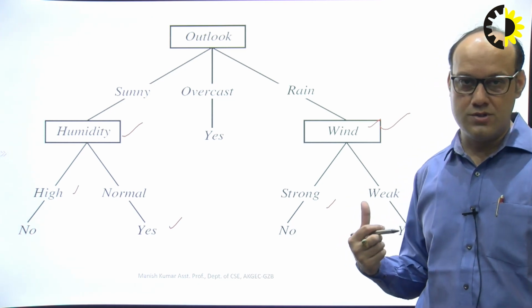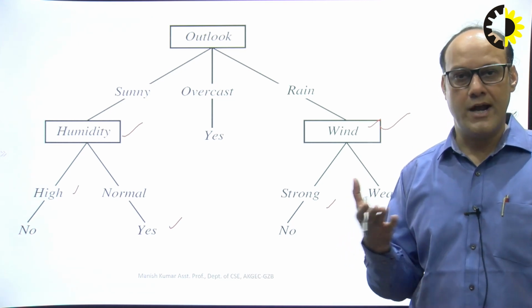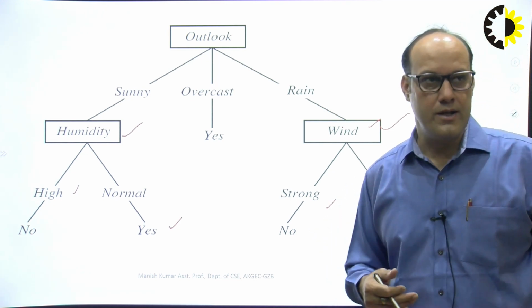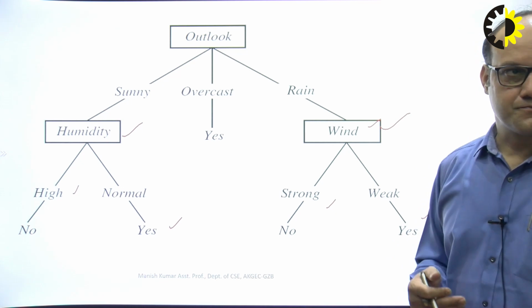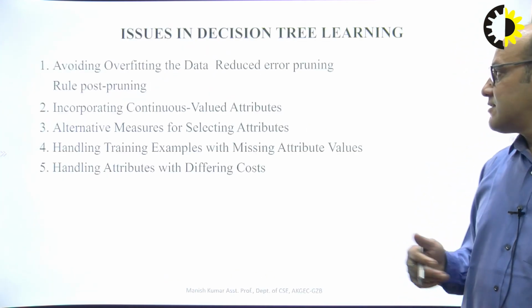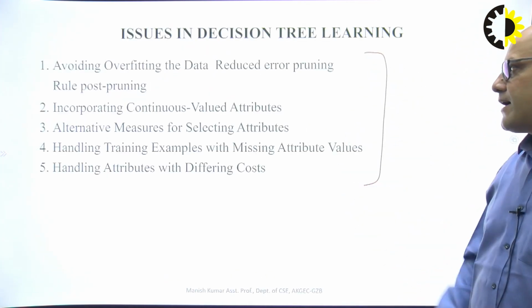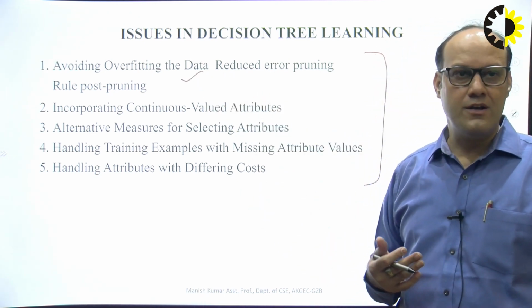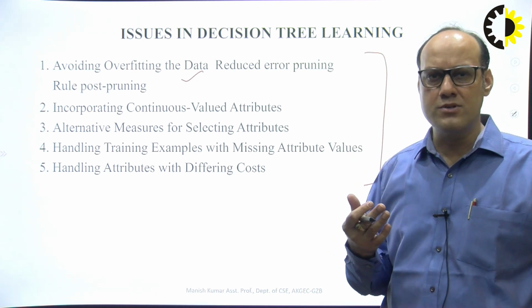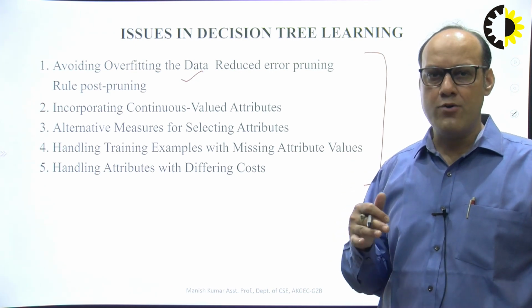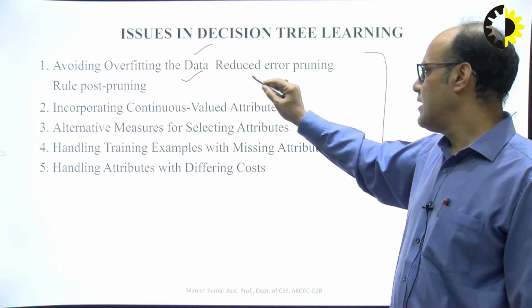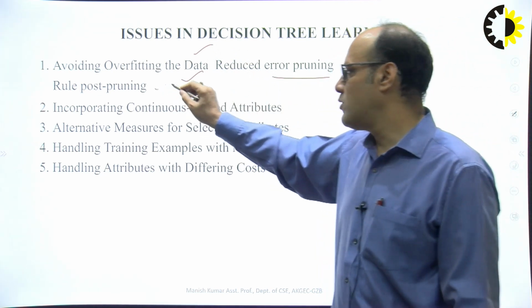So we need to calculate these two values, entropy and information gain, and these numerical values will be calculated. Now, there are some issues we have to keep in mind. We will avoid overfitting the data. Overfitting means we depend very much on the training data. When we depend on training data, this overfitting problem comes. It can be reduced using reduced error pruning or rule post pruning methods.